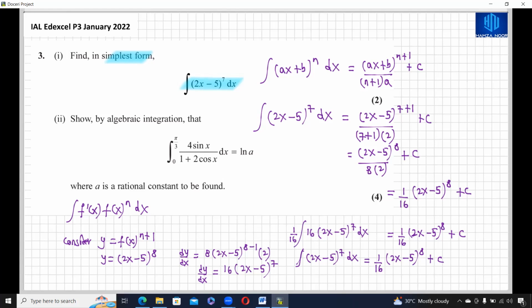Now let's move on to part 2. In part 2, we need to integrate 4 sine x divided by 1 plus 2 cos x with respect to x, with the upper limit pi over 3 and the lower limit 0.